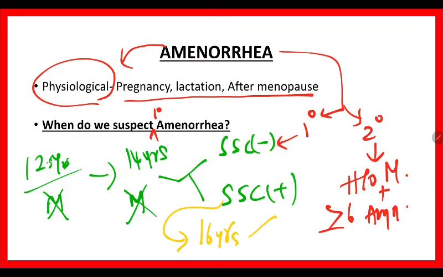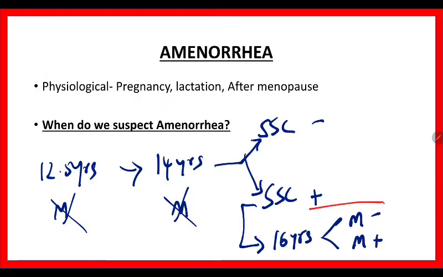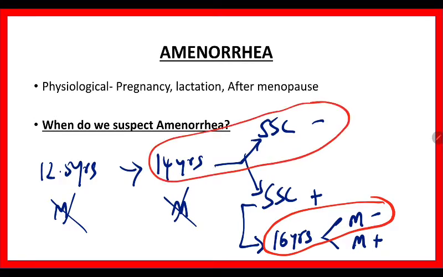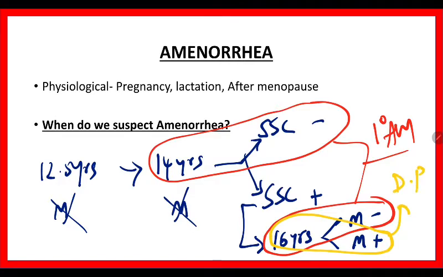At 16 years also, we should check whether menarche is present or not. If menarche has not developed at 16 years, or secondary sexual characters have not developed by 14 years, it is considered primary amenorrhea. If the female attains menarche at 16 years, that is called delayed puberty.